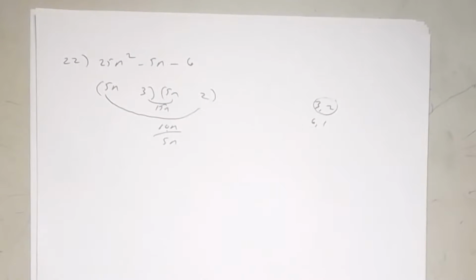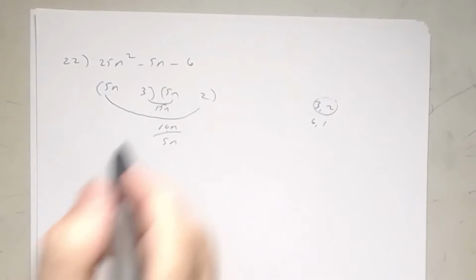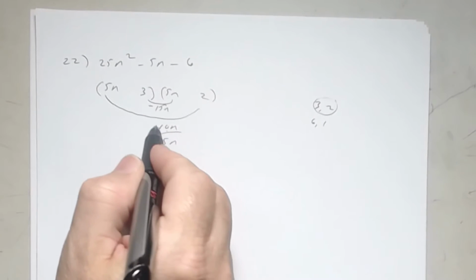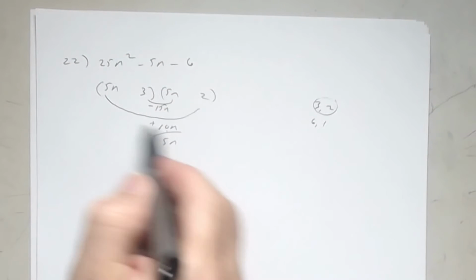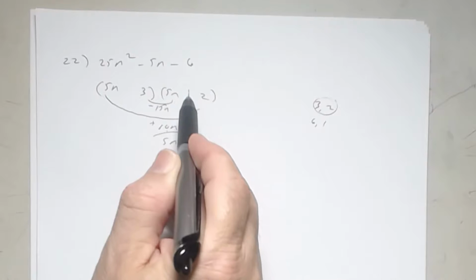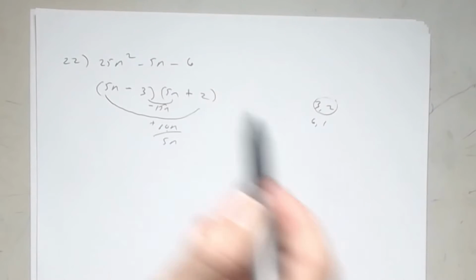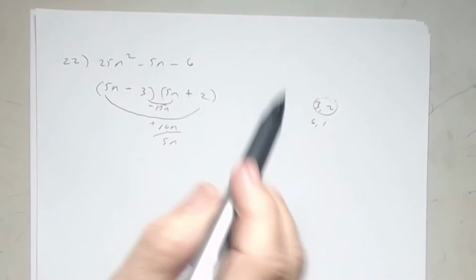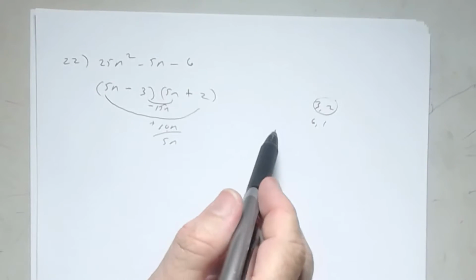But we want what kind of 5n? A negative. So in order for that to be negative, which one of these has to be negative? The 15, and the 10 has to be positive. That means the 2 has to be positive and the 3 has to be negative, because it's the only way you can get a negative 15n and a positive 10n. All right, and so that's your answer.